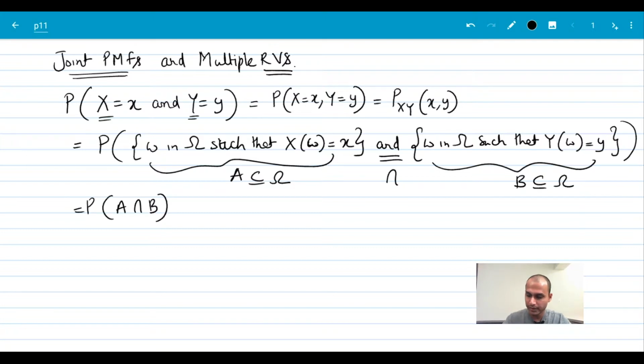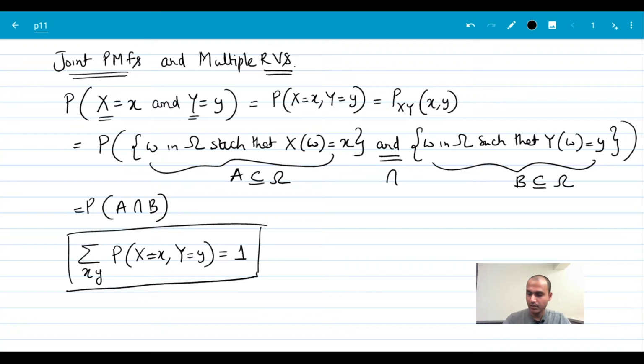In this case, what we expect is that the sum over little x and little y of P of X equals x and Y equals y should sum to 1. This is one condition that this derived probability law should satisfy. Also, of course, P of X equals x and Y equals y should be greater than or equal to 0.